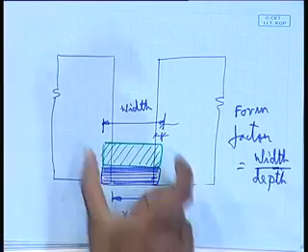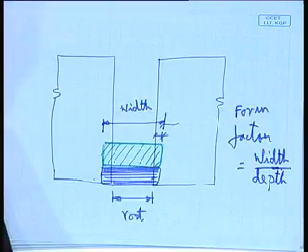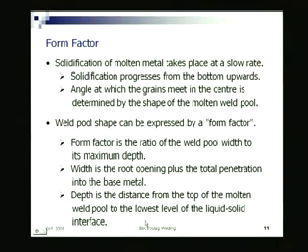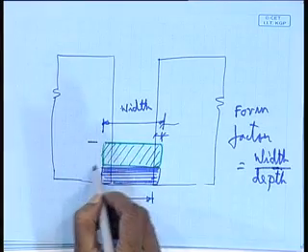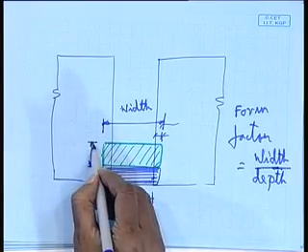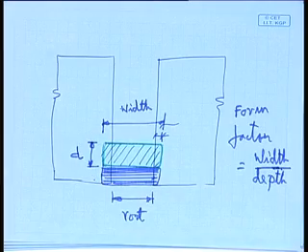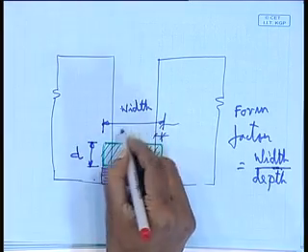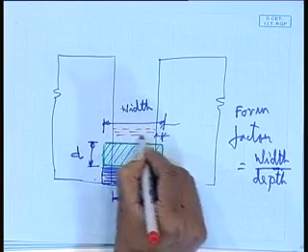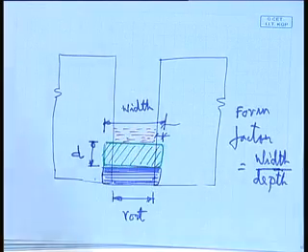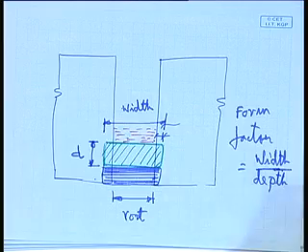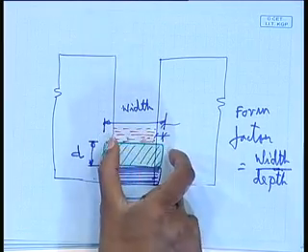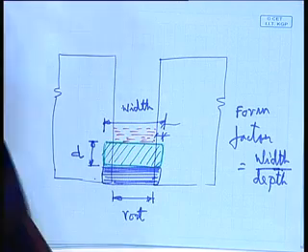It is the ratio of this width to the depth. Depth is the distance from the top of the molten weld pool to the lowest level of the liquid solid interface. Distance from the top of the molten weld pool to the solid liquid interface. This is my depth. And on top of this you have, of course, the molten slag. So, this width divided by this depth is the form factor. So, what do you see?